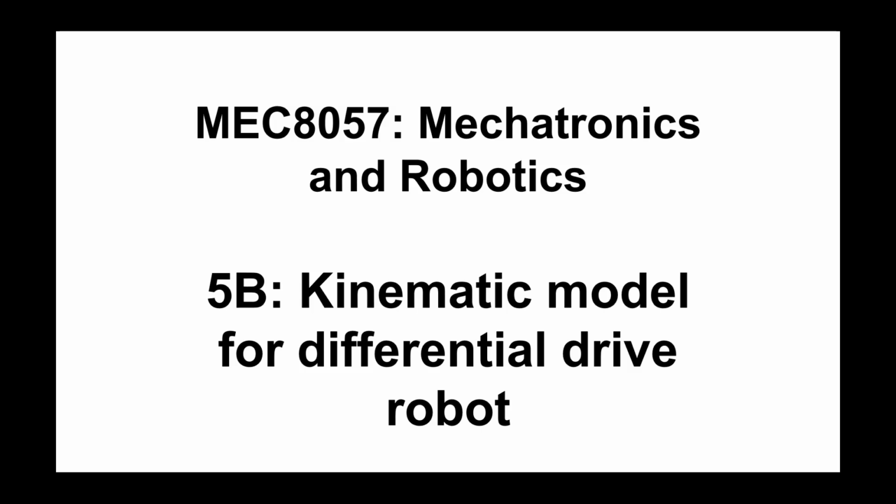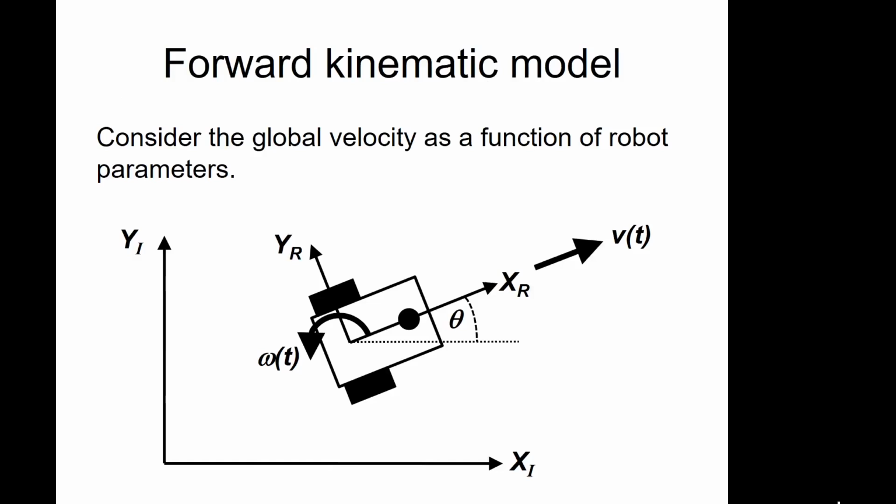For this video, we'll look at deriving the kinematic model for a differential drive robot. So, in terms of our robot, we have our differential drive robot here. This is our robot. It's differential drive, so we're going to have two drive wheels. We'll call this wheel 1, and we'll call this wheel 2.